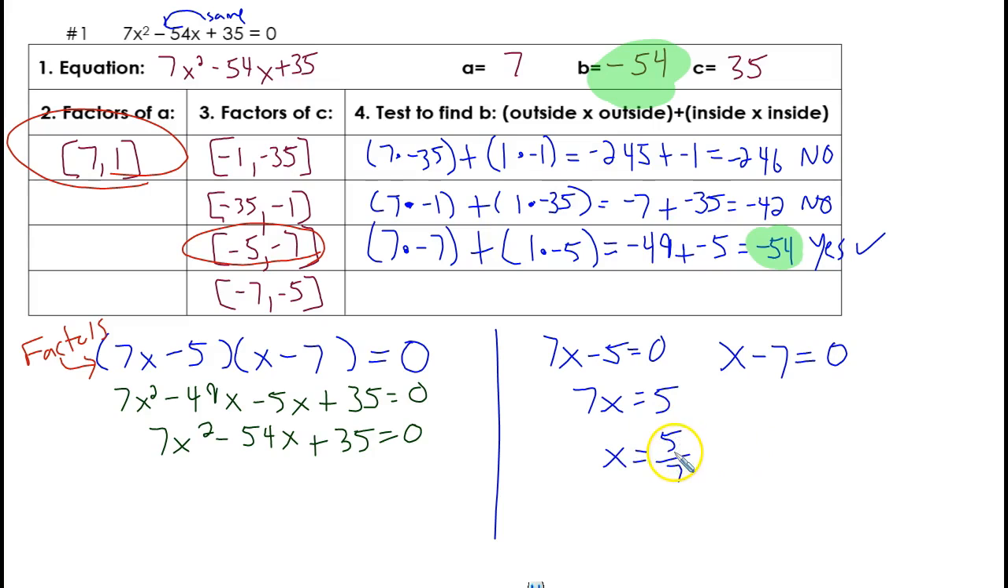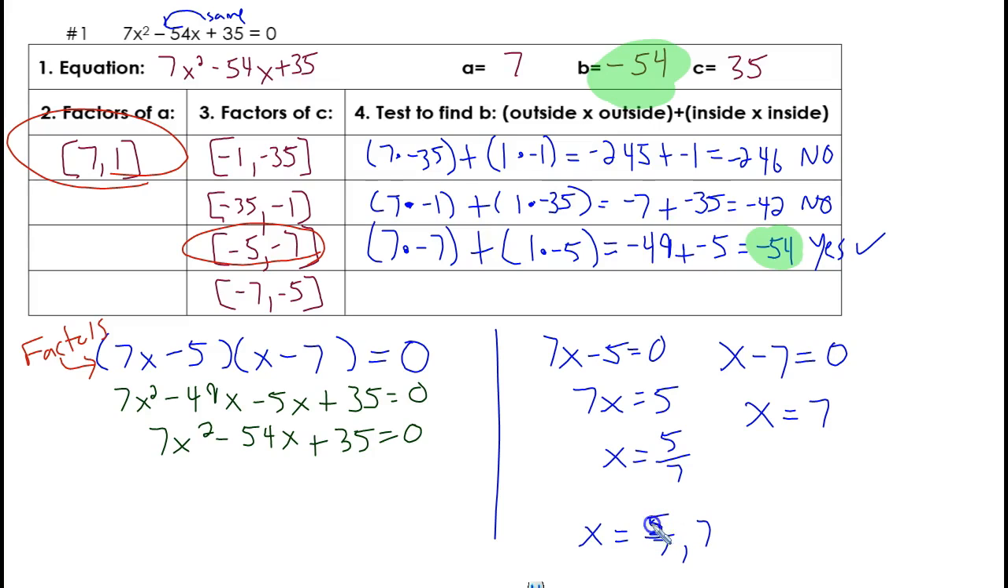I'm sorry, one of the solutions, one of the roots, one of the zeros. Those words are used interchangeably. We'll add 7 over here. Another root is 7, so we have two roots: 5 over 7 and 7.